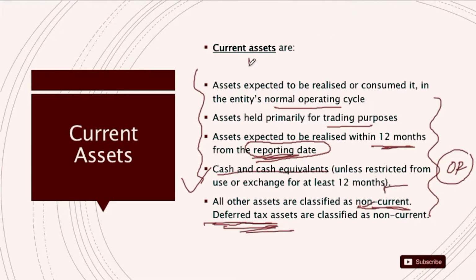So if the asset satisfies any of the below criteria 1, 2, 3, 4, then in such a case that asset is termed as current assets.